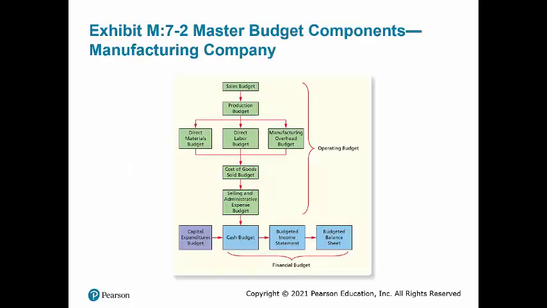This exhibit shows the order in which managers prepare the components of the master budget for a manufacturing company, such as Smart Touch Learning. So the schedule shows that the master budget will include those three types of budgets: the operating budget, the capital expenditures budget, and the financial budget.